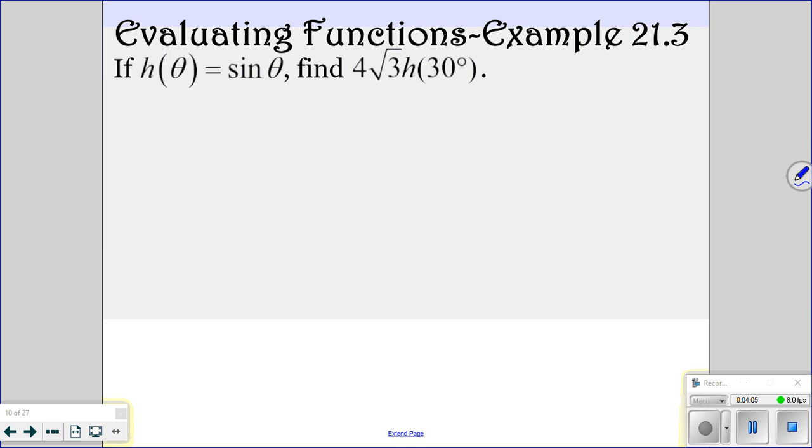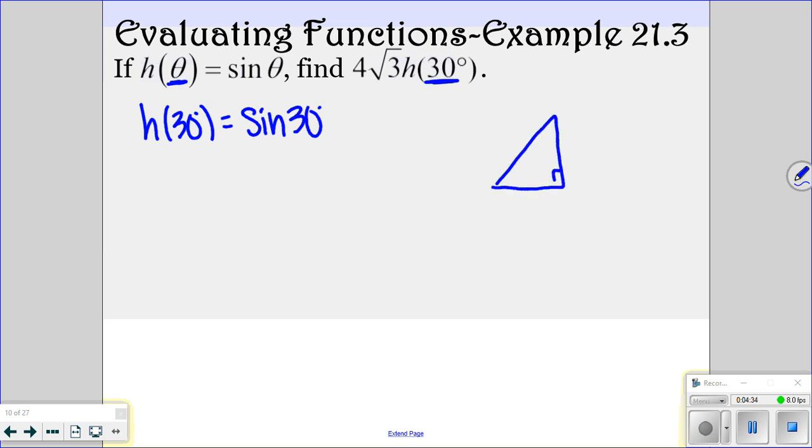Looking at another function, they tell us we want to find 4 square root of 3 times h of 30. So our h function is h of theta equals sine of theta. Instead of theta, we're going to put a 30 in here. So h of 30 is going to be the same thing as sine of 30. Okay? So let's look back at our triangle. This is square root of 3, this is 1, and this is 2. The sine of 30 is opposite over hypotenuse, which is 1/2. So h of 30 is equal to 1/2.